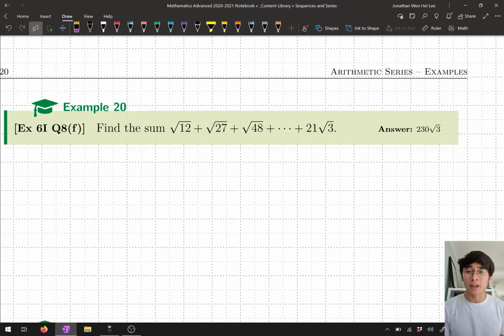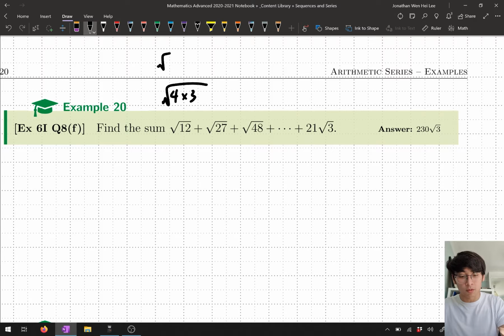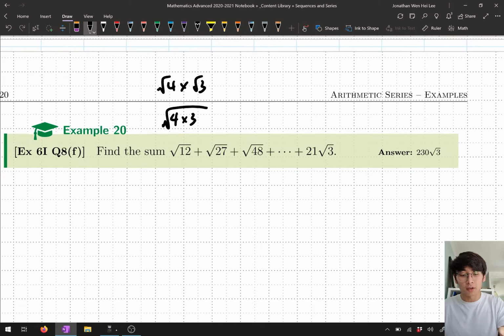Now, with surds, if you remember, we can simplify surds by looking for a square root factor that we can take out from these numbers. So we want to look for square numbers that go into these numbers. Let's start off with 12. What's a square number that can go into 12? Well, 12 can be written as 4 times 3. And so I can write square root 12 as square root 4 times 3, which becomes square root 4 times square root 3. Square root 4 is just 2, so this becomes 2 root 3.